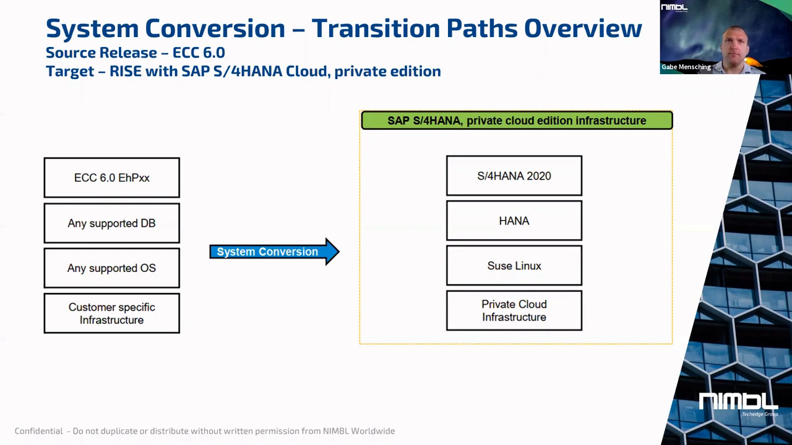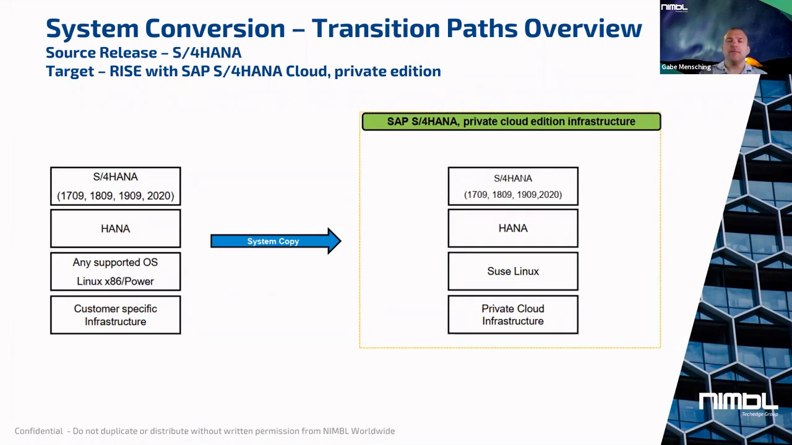Next slide, please. Next, for customers that are already on S/4HANA, as long as you're on 1709 and higher, 1709, 1809, 1909, or 2020, you can do a system copy like for like and not upgrade your system over to the Private Cloud Edition of SAP S/4HANA.